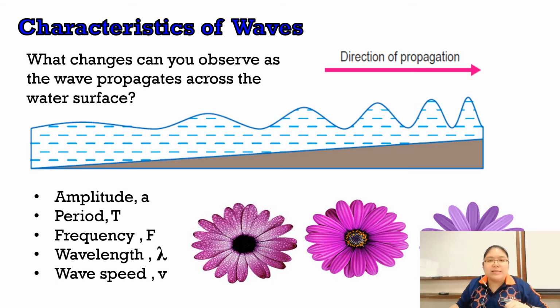Now the characteristics of the wave. We see how the wave propagates. When it is near the surface of the water, you find the crest becomes bigger, the crest becomes higher. So from this situation, we need to know five things. First is the amplitude. After that, we have the period, which means the time taken, then frequency, wavelength, and also wave speed. The five things I will explain more clearly later.